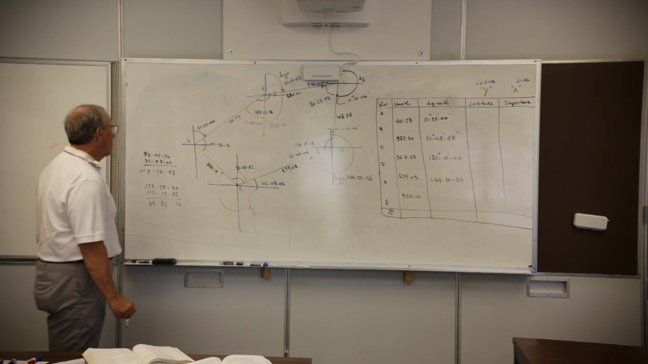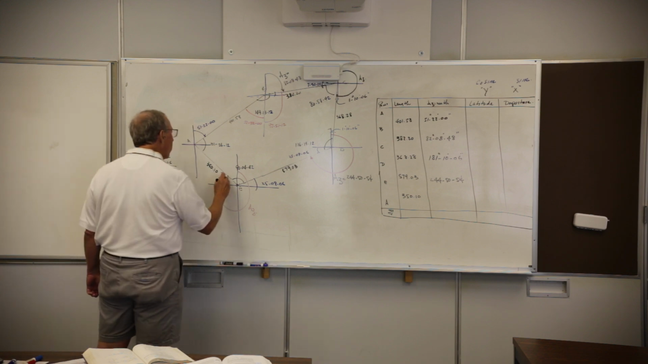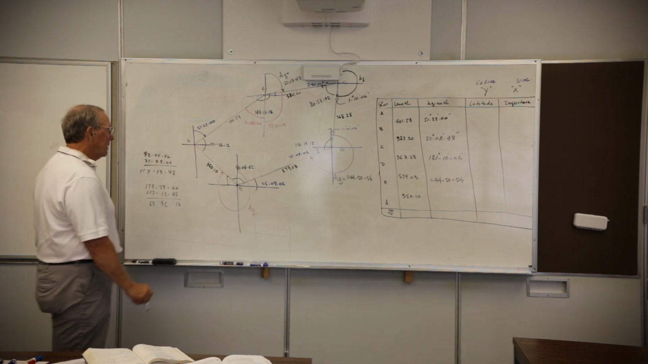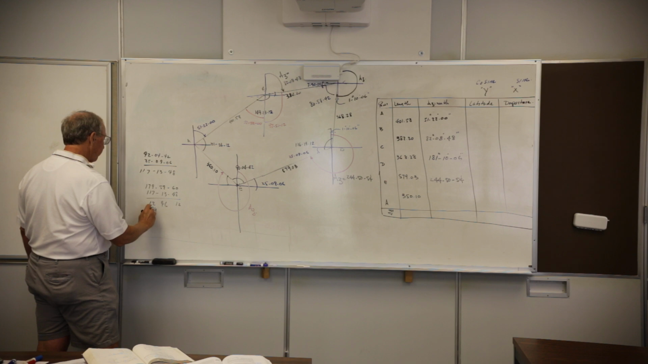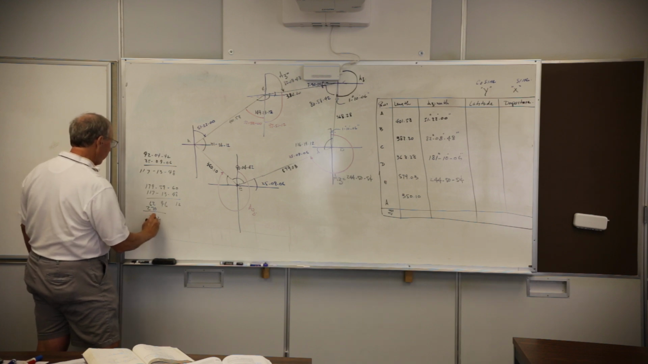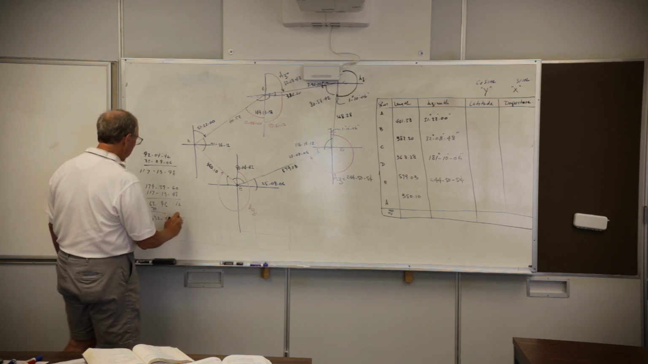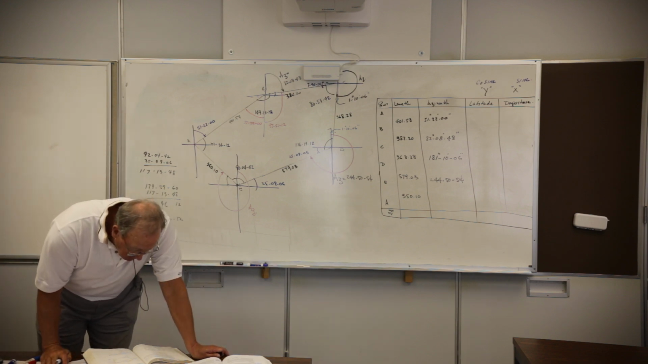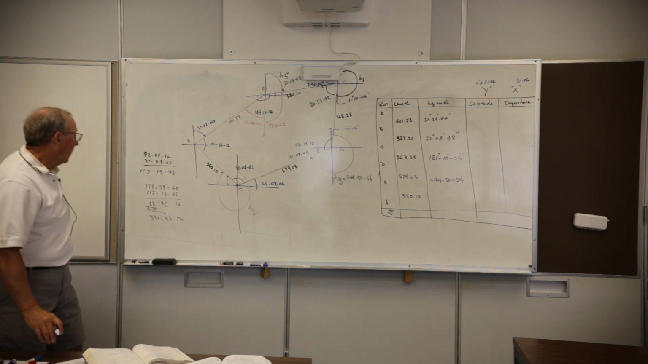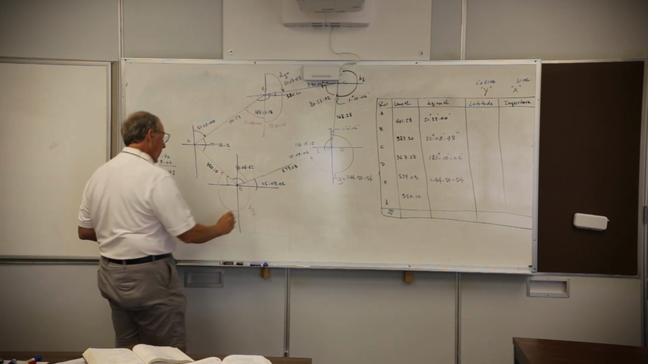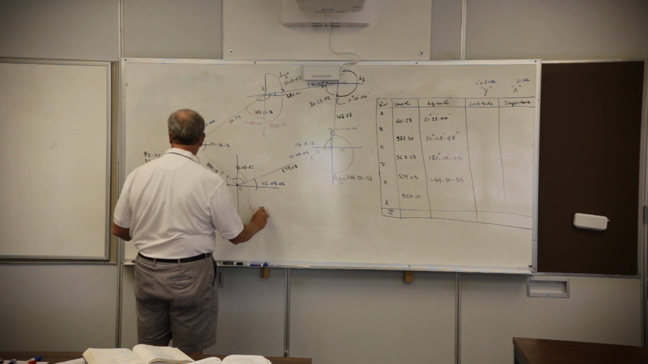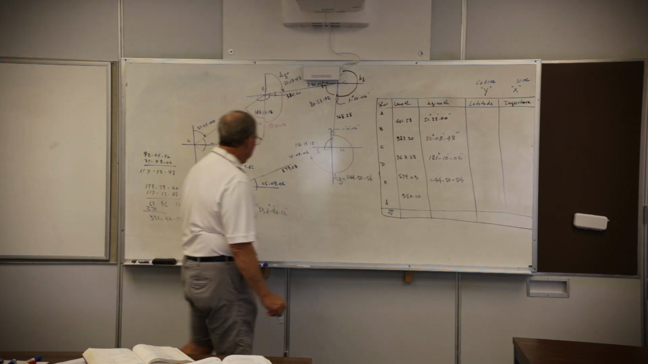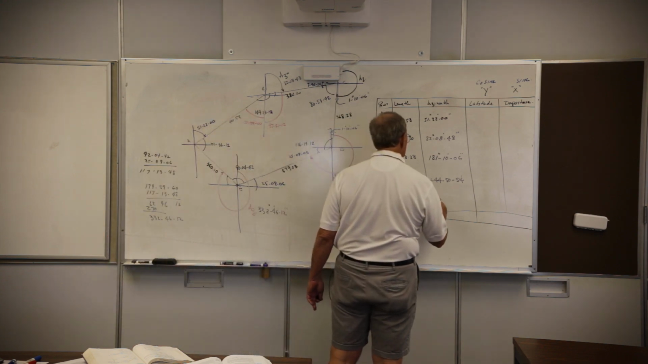$62. That little guy right there is 62°46'12". If I add 270 to it, looks like I got 332°46'12". So that's the azimuth of this guy: 332°46'12".